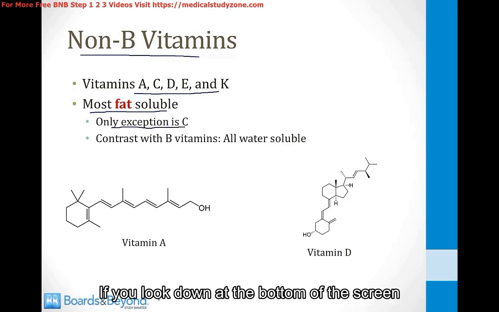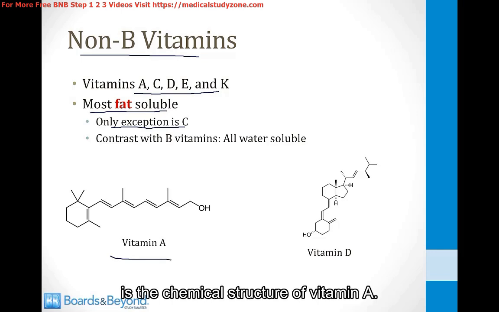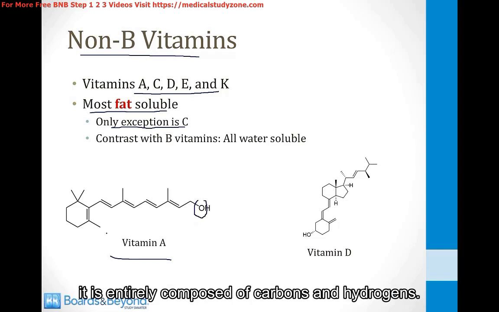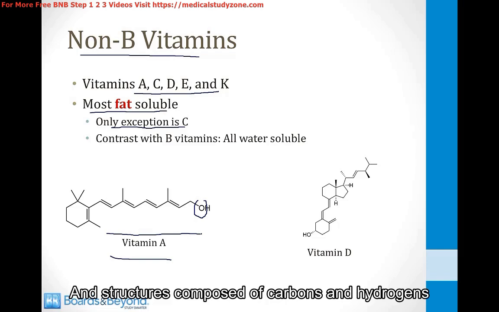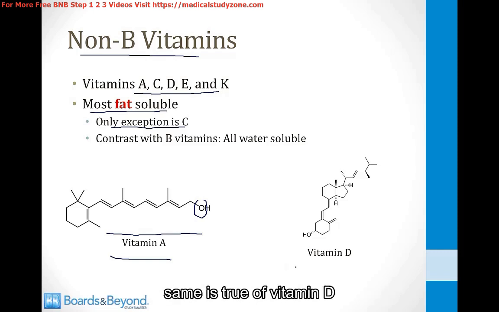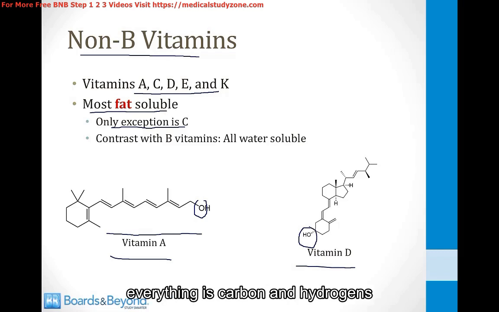If you look down at the bottom of the screen, on the left-hand side is the chemical structure of vitamin A. You can see that other than this one oxygen molecule, it is entirely composed of carbons and hydrogens. And structures composed of carbons and hydrogens are not water soluble but are soluble in fat. Same is true of vitamin D. If you look at its structure, other than this one OH group here, everything is carbon and hydrogens. Therefore, it is going to be fat soluble and not water soluble.